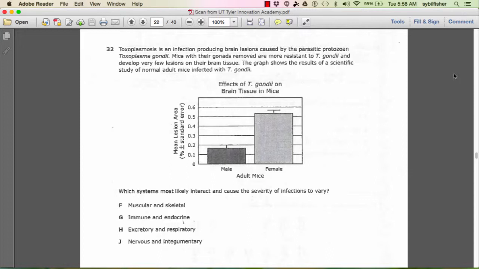Effects of T. gondii on brain tissue in mice. To the left, it says mean lesion area, percent plus or minus standard error. At the bottom, the left says male, the right says female, adult mice. Which systems most likely interact and cause the severity of infections to vary? F. Muscular and skeletal. G. Immune and endocrine. H. Excretory and respiratory. J. Nervous and integumentary.